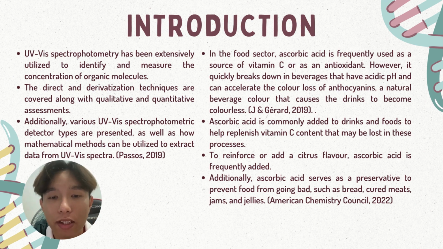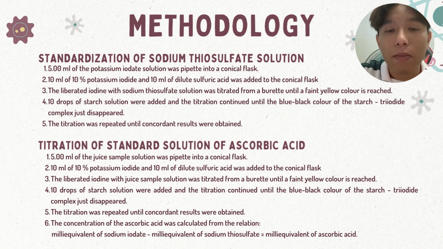Okay, next, in the food sector, ascorbic acid is frequently used as a source of vitamin C or as an antioxidant. However, it quickly breaks down in beverages that have acidic pH and can accelerate the color loss of anthocyanins, which is a natural beverage color that causes the drinks to become colorless. Ascorbic acid is commonly added to drinks and foods to help replenish vitamin C content that may be lost in this process. To reinforce or add a citrus flavor, ascorbic acid is frequently added. Additionally, ascorbic acid serves as a preservative to prevent food from going bad, such as bread, cured meat, jams, and jellies.